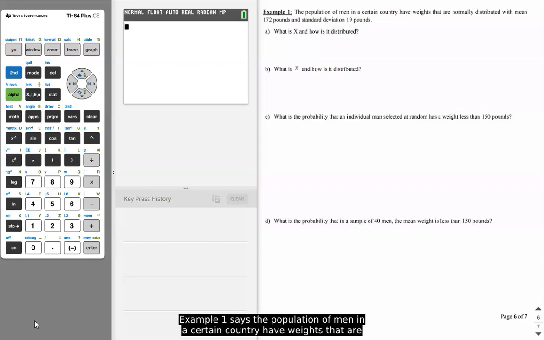So example 1 says the population of men in a certain country have weights that are normally distributed with mean 172 pounds and standard deviation of 19 pounds. What is X and how is it distributed? So X is this distribution of these men in a certain country, their weights. They're normally distributed with mean of 172 pounds and standard deviation of 19 pounds.